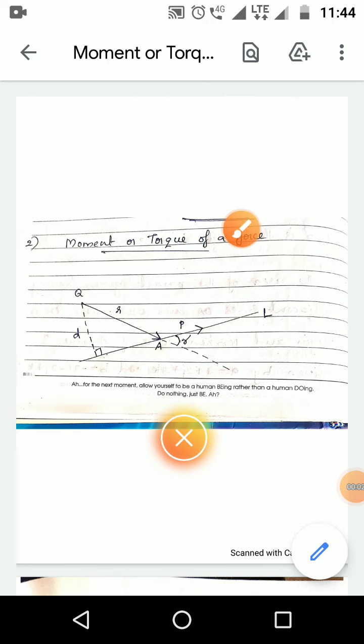Let's have a look at the topic moment of torque. We have already seen the application of area of a parallelogram. The area of the parallelogram is an application of the cross product or vector product. It is a second application of the vector product we are discussing today: moment of a force or torque of a force.